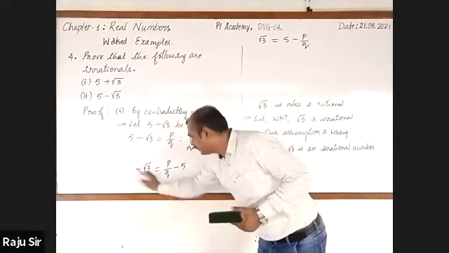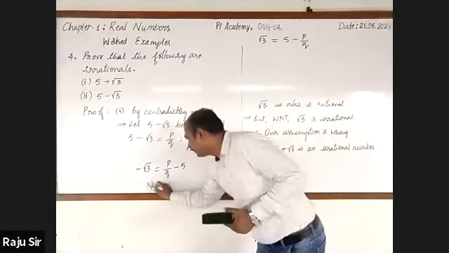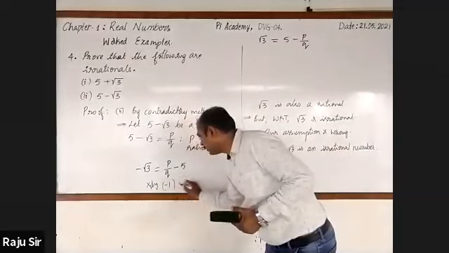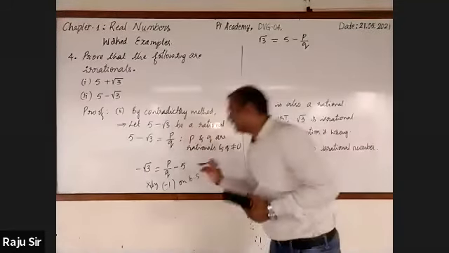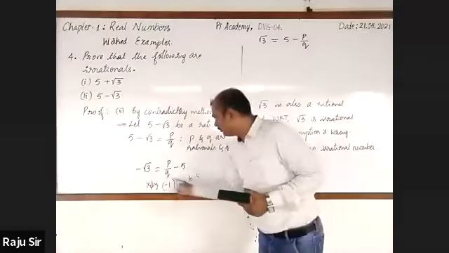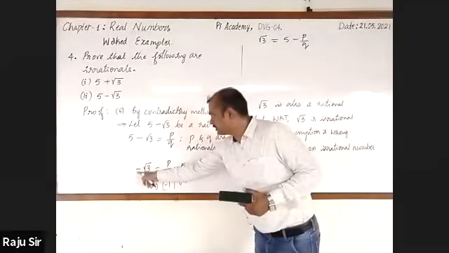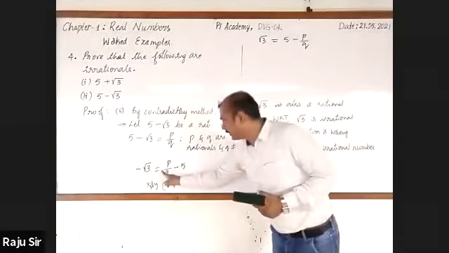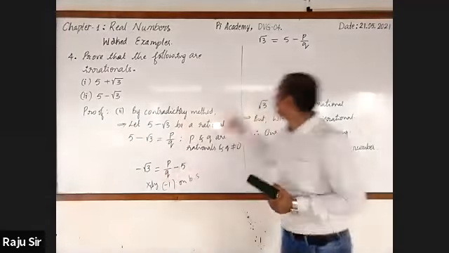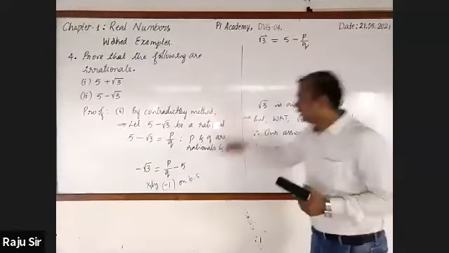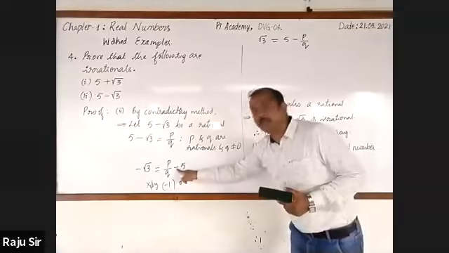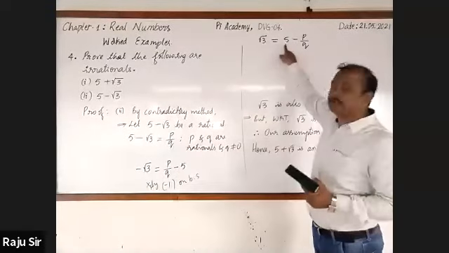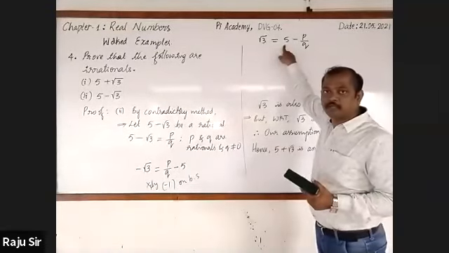Minus 5 is there. Here I am multiplying minus 1 on both the sides. When you multiply minus here, minus into minus is plus root 3. When you multiply minus here, it is minus P by Q. When you multiply minus here, minus into minus plus, it becomes plus 5. Hope that you have understood.